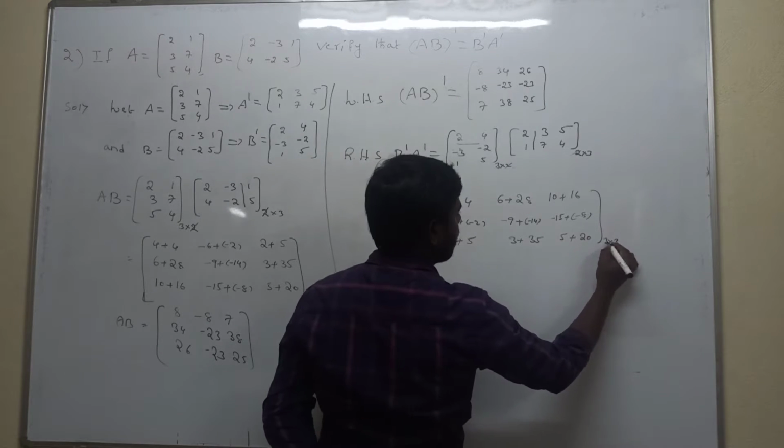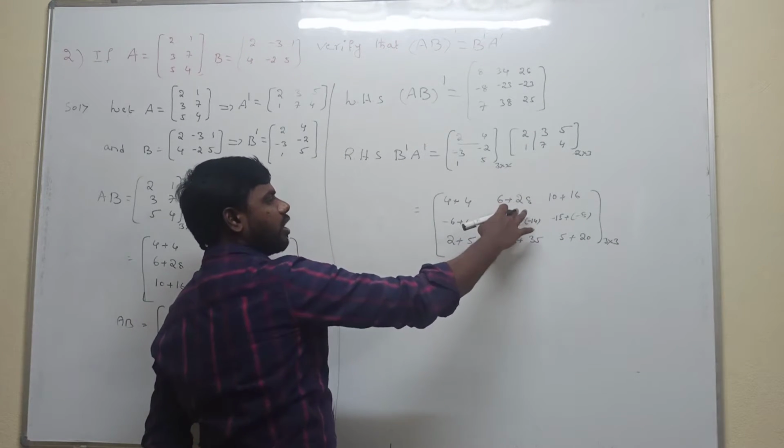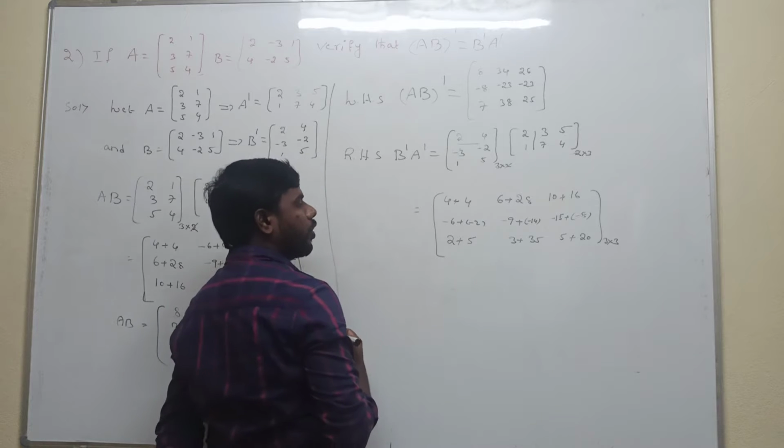This is the order of the matrix, 3 by 3. Because we are getting a 3 by 3 matrix, we take 3 by 3. For the first row first column, first row second column, and first row third column, we take the product with each.